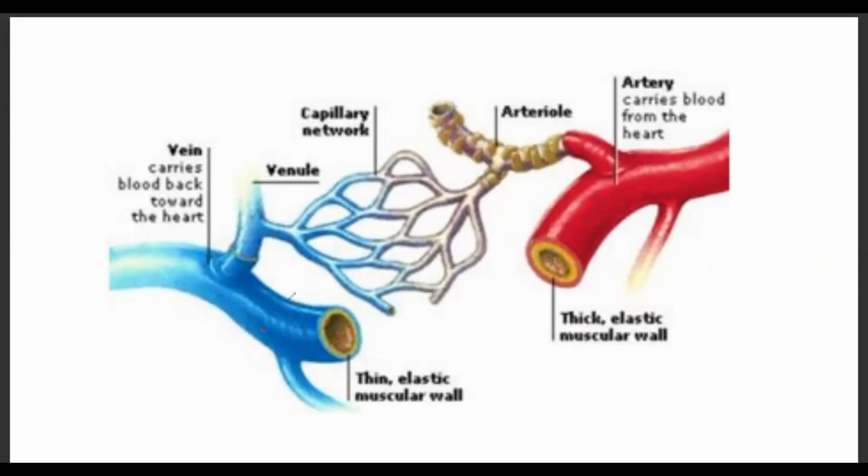Now I told you all vertebrates have a closed circulatory system. In the closed circulatory system, there are three main vessels, right? Arteries, veins, and capillaries.